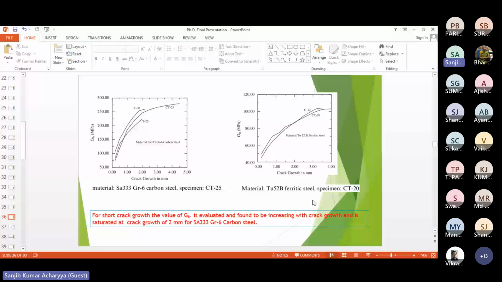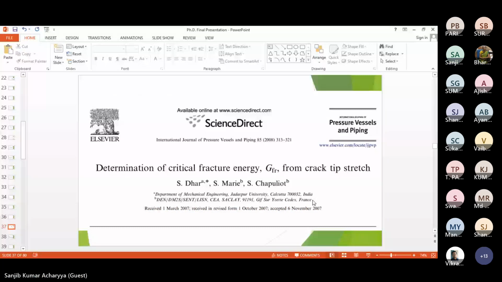But still, no correlation with other material properties of the GFR at the shorter crack length is obtained. We have to do this experiment and apply the separation law for every particular component or specimen, then we can get this data. So this was resolved by Professor Shankar and Stephen and Chapuliot, Marie Chapuliot. This was also published in Pressure Vessel.